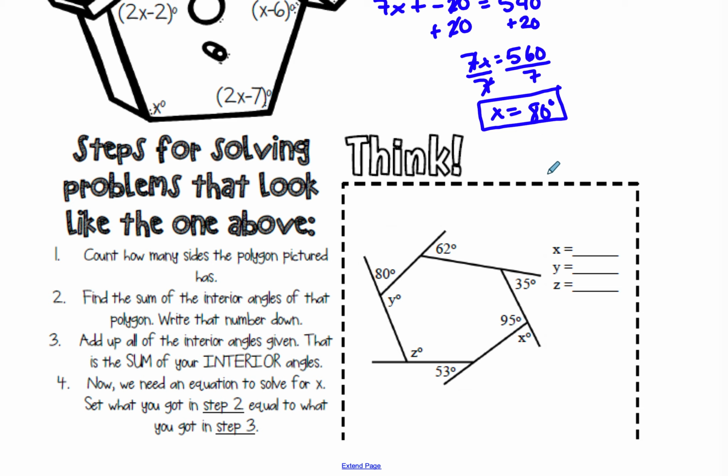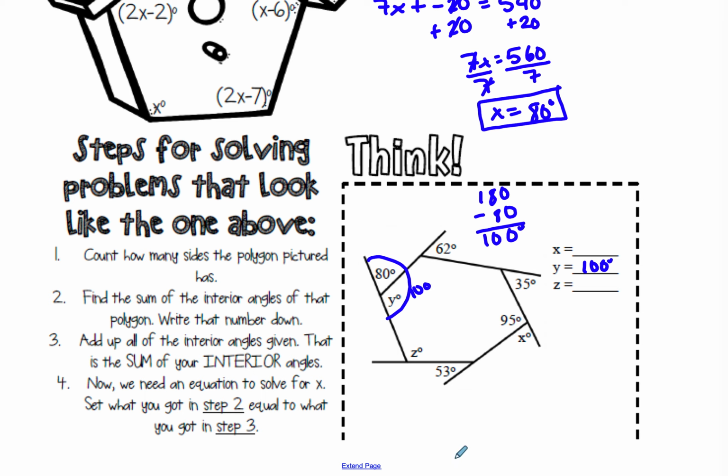All right. So let's take a look at this one. We've got some missing angles to find. We have x and y and z. Okay, so let's start with y. I see that 80 and y are supplementary. They're on the same straight line. The supplementary angles equal 180, so we're going to do 180 minus 80, and that's going to tell me that y is 100 degrees.